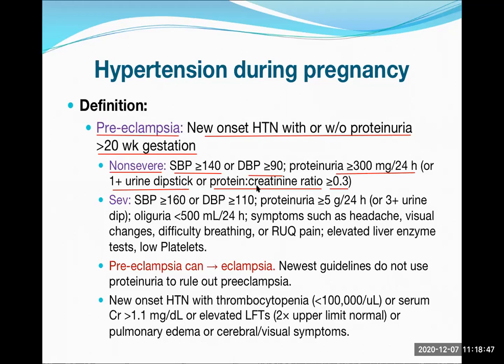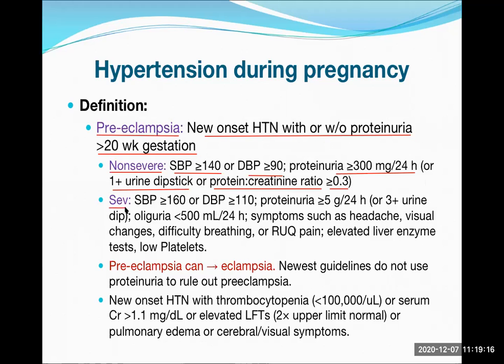The third one is called protein creatinine ratio or PC ratio. This is very commonly done in the diagnosis of nephrotic syndrome. Okay, nephrotic syndrome. In nephrotic syndrome, the PC ratio is more than 2. But in this case, because of less proteinuria, the ratio is enough if it is more than or equal to 0.3. So these are the different things.